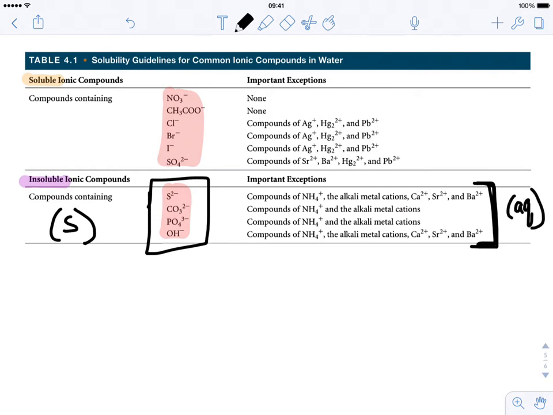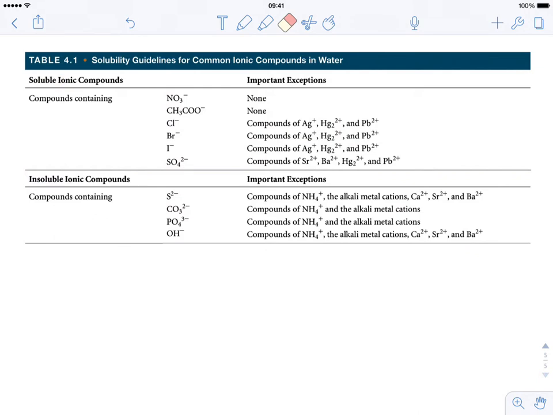Okay, so when we write our products out for precipitation reactions, we need to come to this chart and look at our anions on our products. And then we need to take a look at the cations that those anions are attached to. And we need to see, are the cations any of these exceptions? If they are, then you label the phase accordingly. If they're not, then the phase is just whatever part of the table it's in, either soluble or insoluble. So let's write a precipitation reaction together so that you can really get a feel for how to use this table.